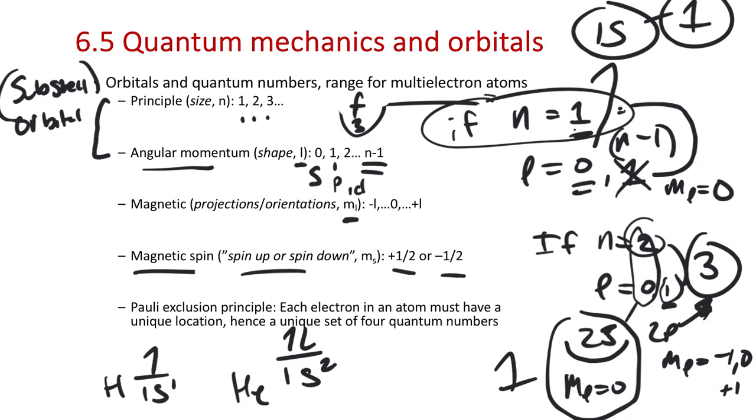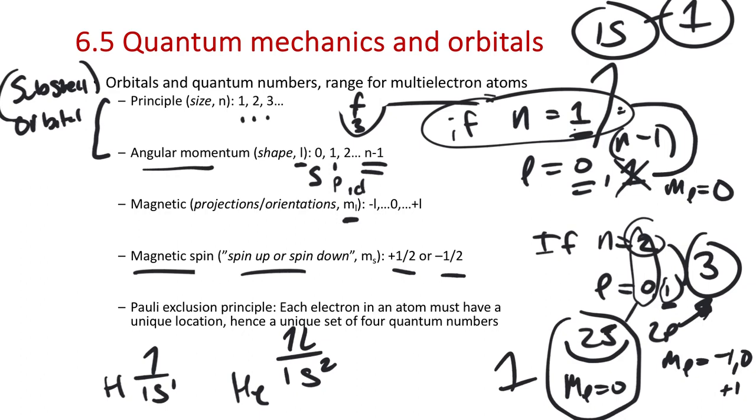The Pauli exclusion principle is telling us that each electron in an atom has to have a unique set of these quantum numbers. So every electron has to have its own location. Electrons can't be on top of each other. So the Pauli exclusion principle says each electron in an atom must have a unique location, hence a unique set of these 4 quantum numbers.